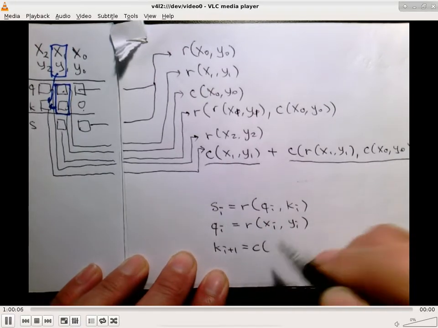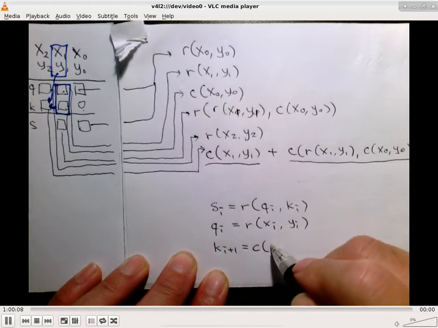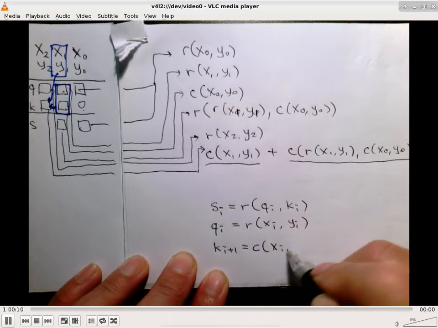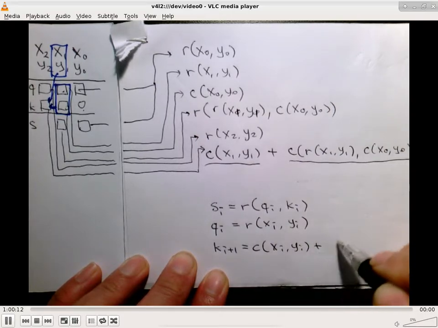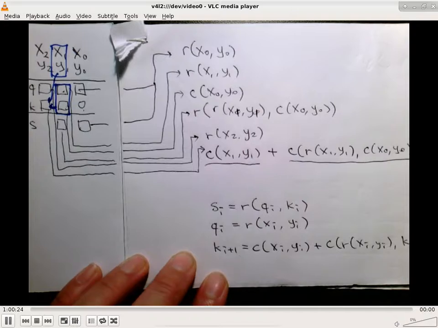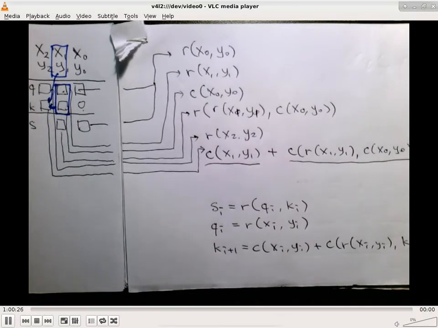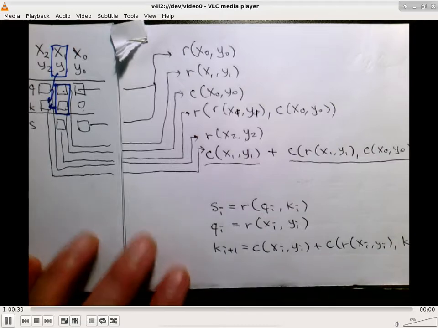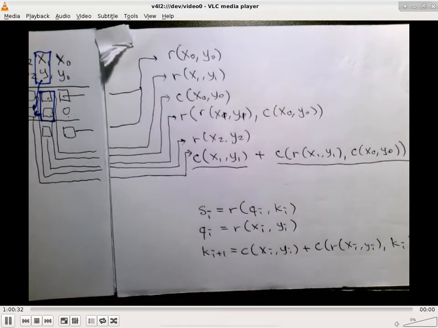In general, the carry of adding Xi, Yi, plus the carry of the result of adding Xi, Yi and the previous carry. But we know the previous carry is just Ki. Done. So by looking at the generalization, the template, we now have this kind of equation. Is that okay?